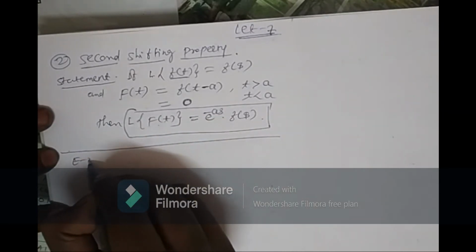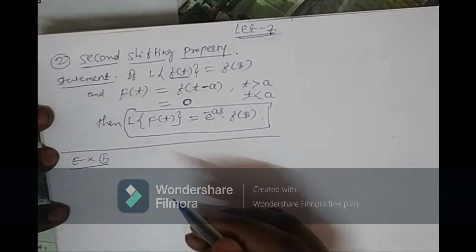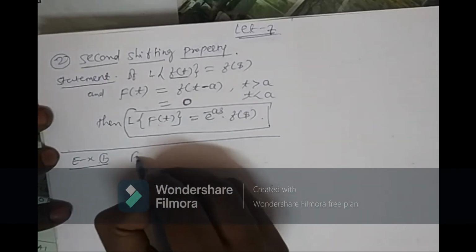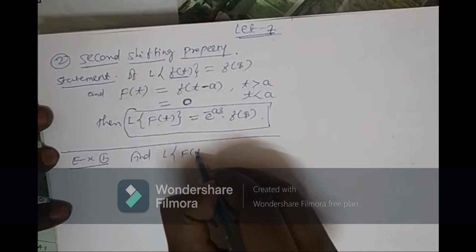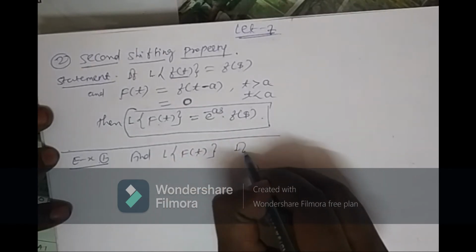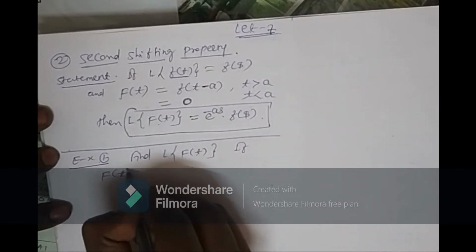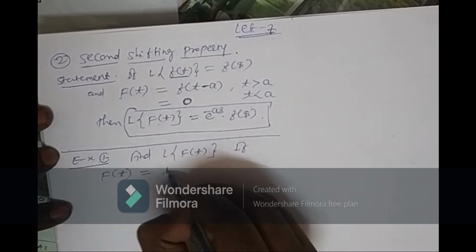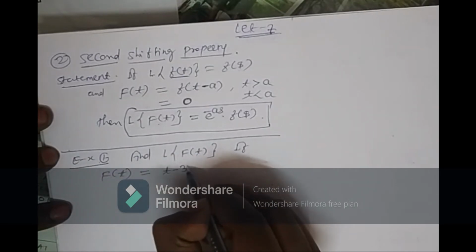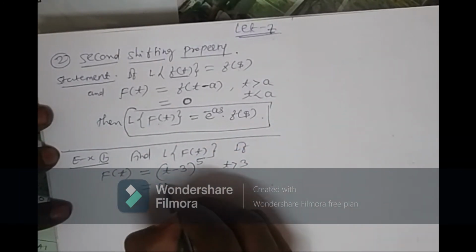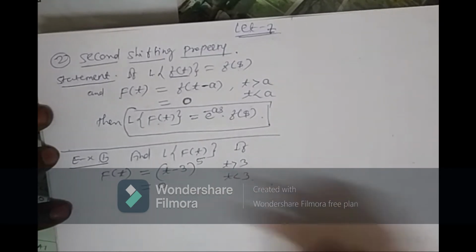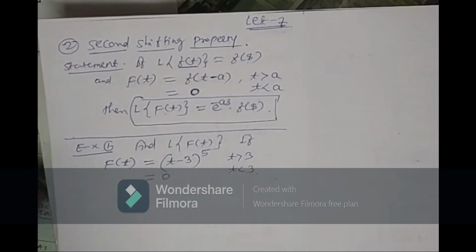So example number 1. Find Laplace transform of capital F of t, if F of t is equal to t minus 3 raised to 5, for t greater than 3, and that is equal to 0 for t less than 3. So this is an example of the second shifting property.